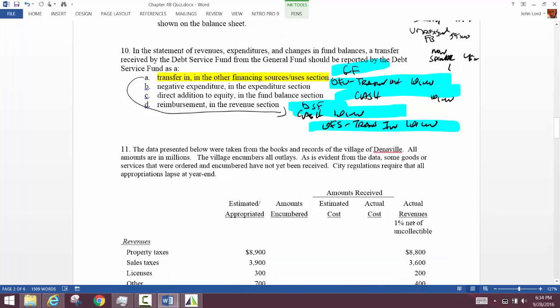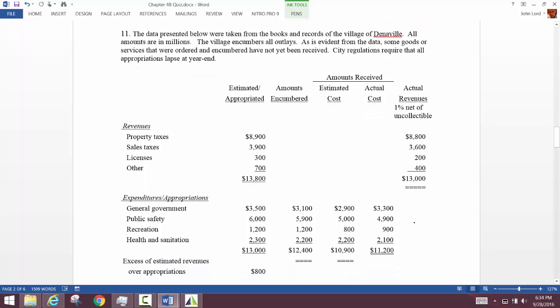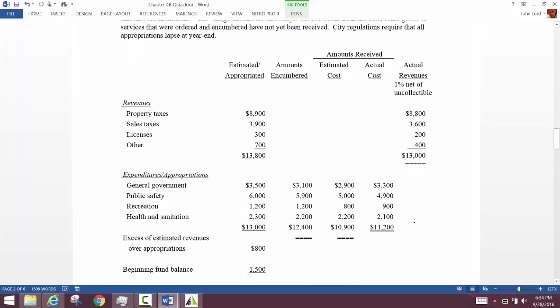Number 11 now. And this is a comprehensive question. What they were doing here, and I won't give you one like this on the exam unless you want me to. What you needed to do with this question is figure out what journal entry should be made for all this stuff. You sure you don't want this question? This is kind of fun, isn't it?